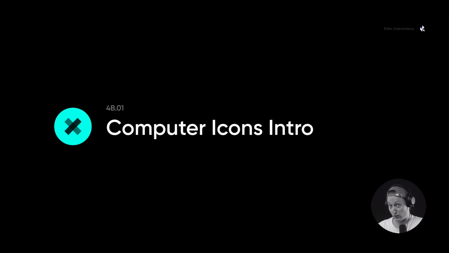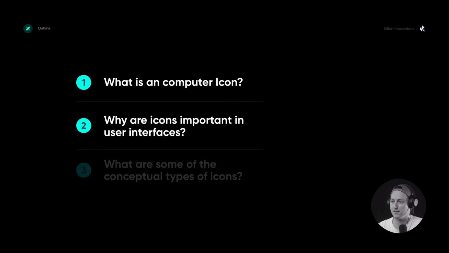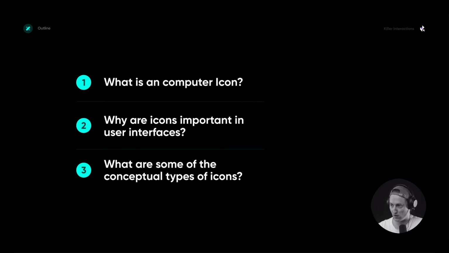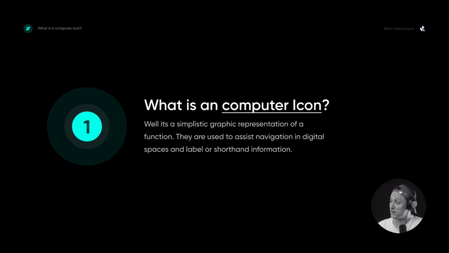Computer icons, the intro. So we will cover within this what is a computer icon, why icons are important in user interfaces, and what are some of the conceptual types of icons. First, what is a computer icon? Well, a computer icon is a simple graphic representation of a function. They are used to assist navigation in digital spaces or label or shorthand information.